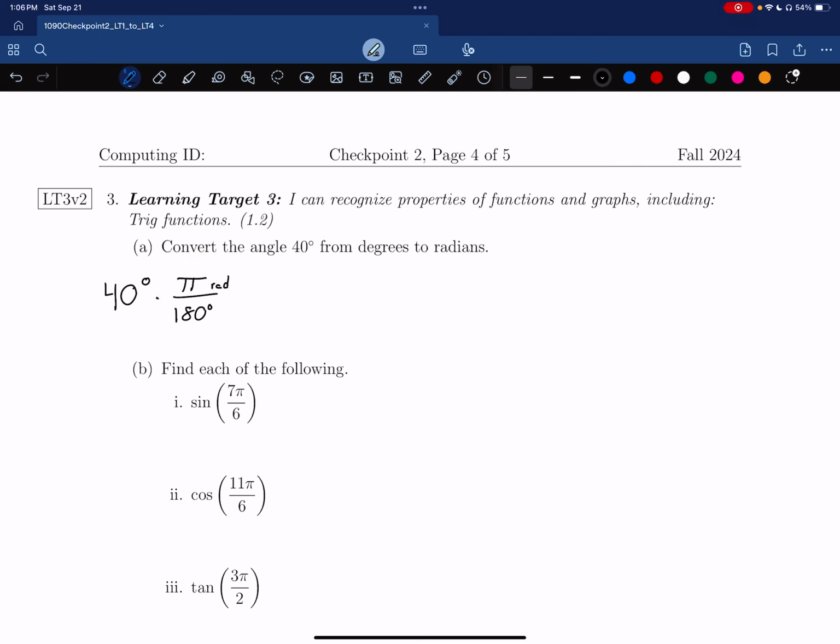So now we just need to multiply this out. We have 40 times pi over 180, and the degree symbol basically cancels out. So we have 40 pi over 180, which can be simplified to 2 pi over 9. And that is our angle in radians.